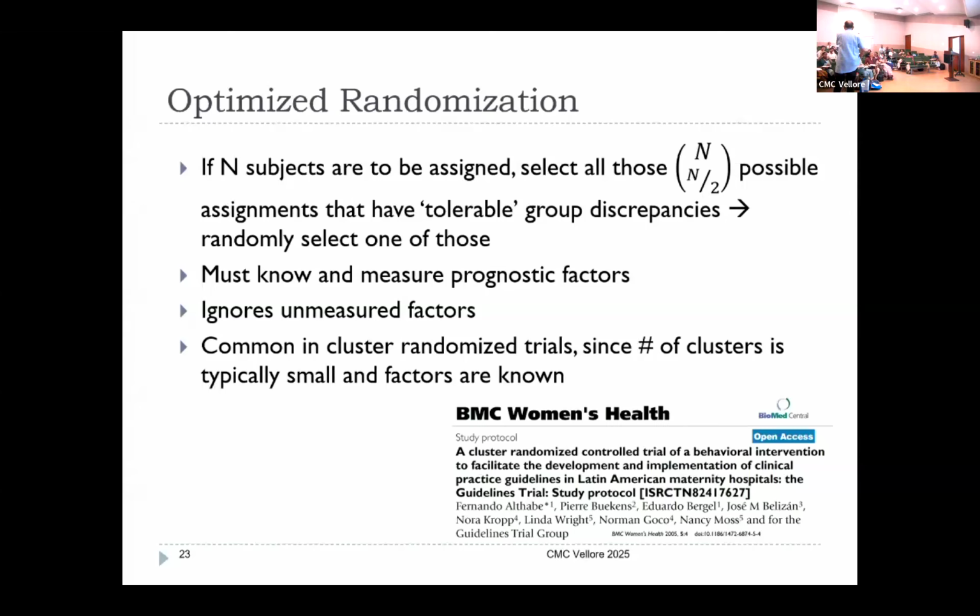Another word for this is covariate constrained randomization. It's exactly the same thing. But you can tell us a little bit.